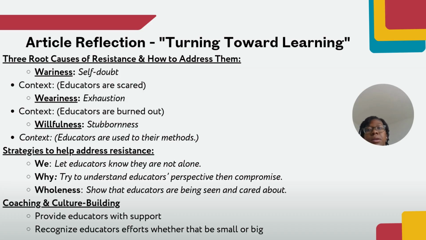People resist because they are afraid of the unknown or the possibility of failure of learning a new skill. So they think, I might fail, so it's safer to stick to what I already know. Willfulness is that stubbornness. People resist because educators are used to their teaching methods and think this always works. So they probably have that mindset: if it's not broken, no need to fix it.